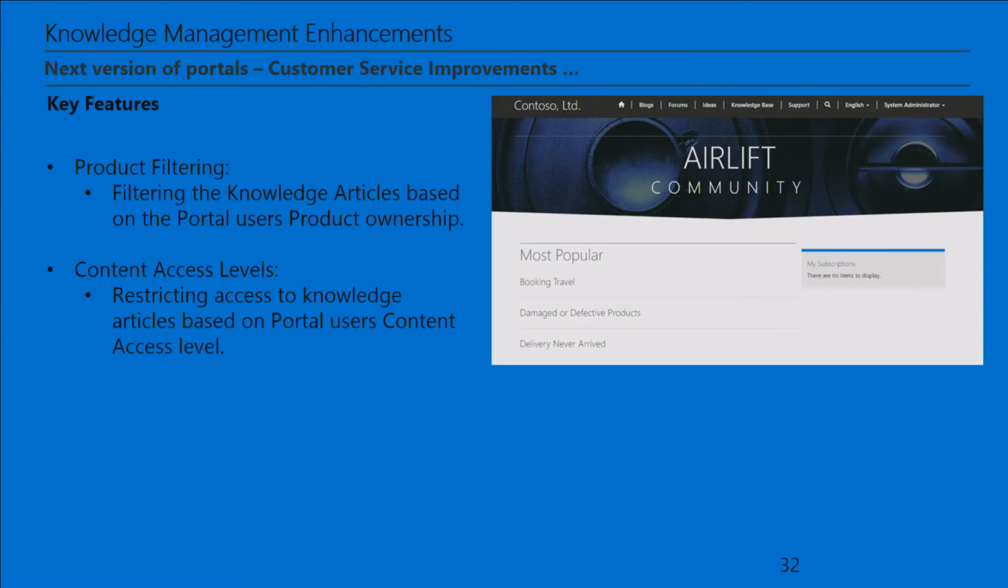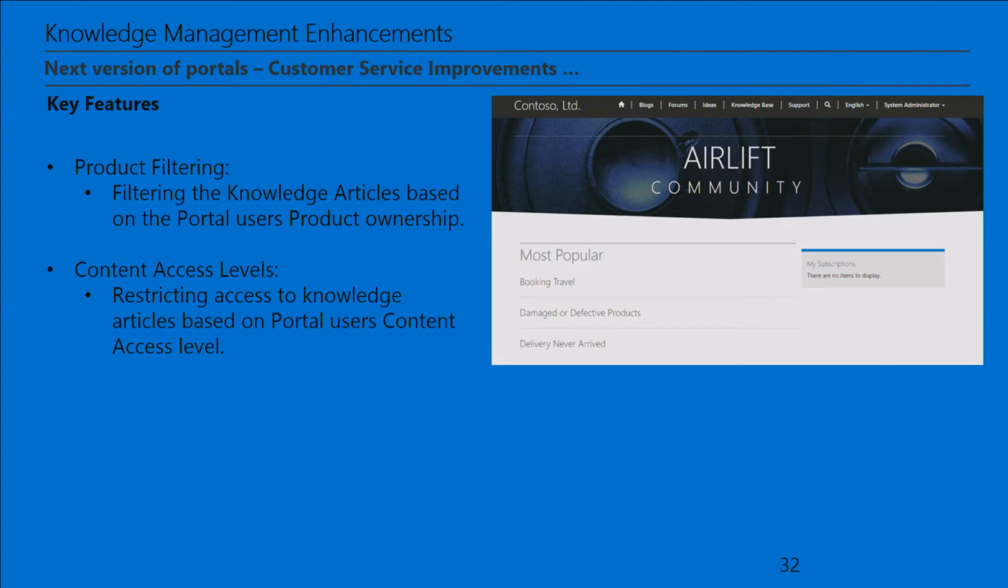If you have ownership such that only certain customers should see this information because it's sensitive, you could do that from a security standpoint. But on the flip side, it also enables customers to find more relevant information, because they're only going to be looking at information relevant to the products they own. So it allows you to serve both of those audiences well. We also have content access level, or content access permissions.